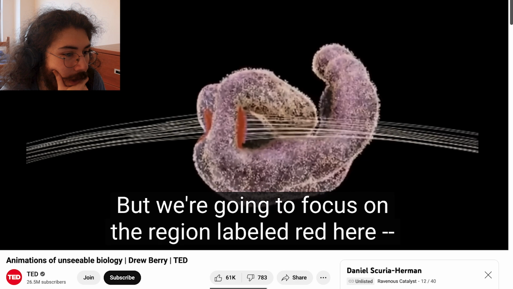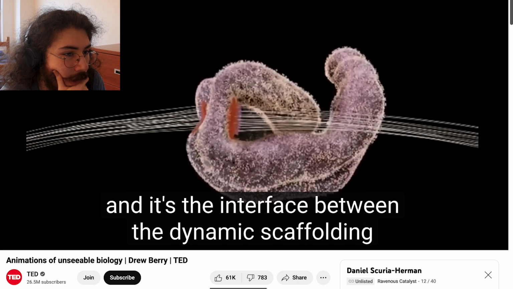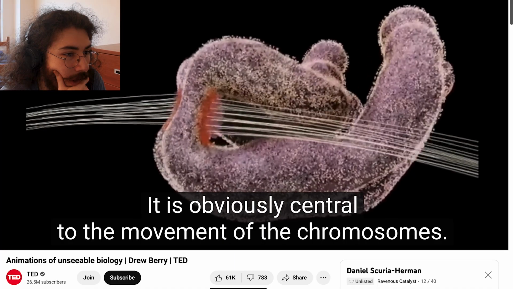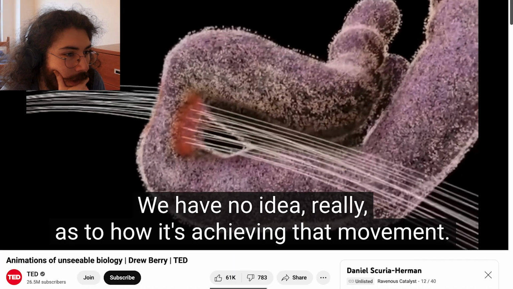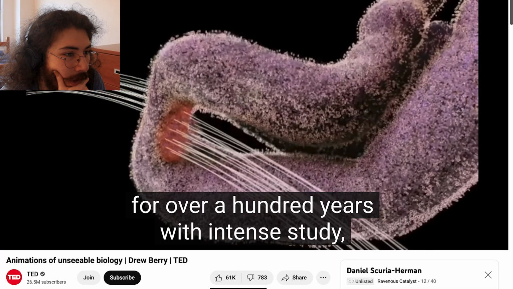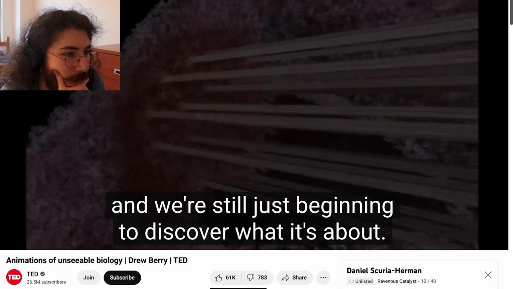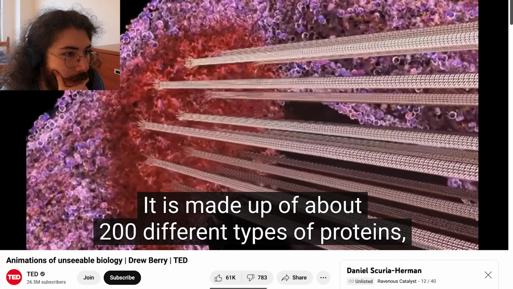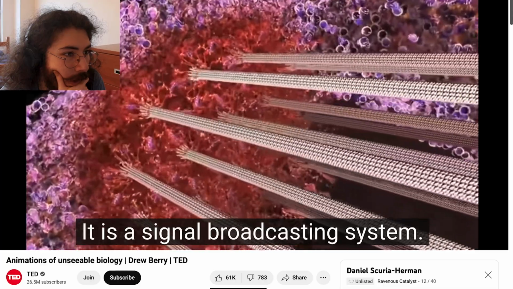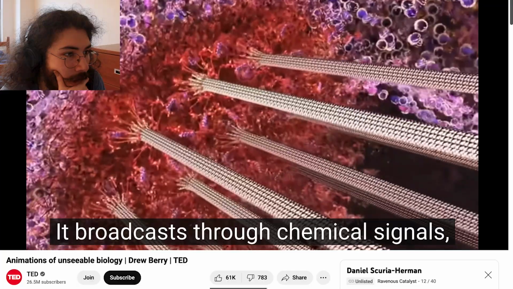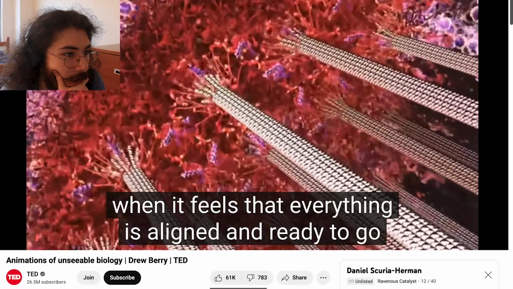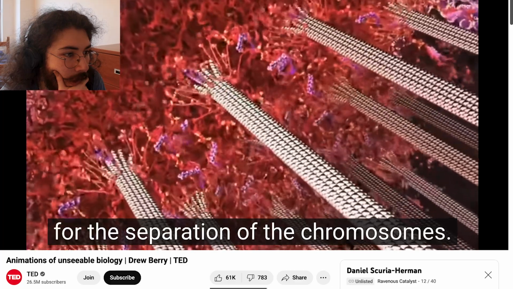But what we're going to focus on is this red region. I've labeled it red here, and it's the interface between the dynamic scaffolding and the chromosomes. It is obviously central to the movement of the chromosomes, but we have no idea really as to how it's achieving that movement. We've been studying this thing called the kinetochore for over 100 years with intense study, and we're still just beginning to discover what it's all about. It is made up of about 200 different types of proteins, thousands of proteins in total. It is a signal broadcasting system. It broadcasts through chemical signals, telling the rest of the cell when it's ready, when it feels that everything is aligned and ready to go for the separation of the chromosomes.